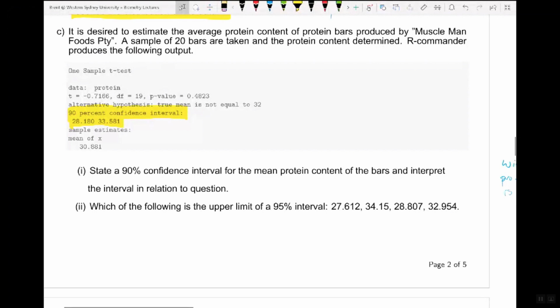Based on the fact that the 90% interval goes from 28 to 33, I'll draw a thing here. This is not part of the answer to the question. This is just for you. 28.8 or 180 and 33.581. Okay, that was a 90% confidence interval. A 95% interval should be bigger, should be wider. If I want to be more confident, I need to either change the sample size or increase the width of the confidence interval.